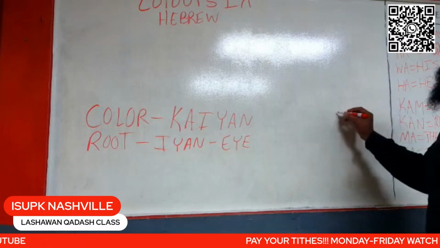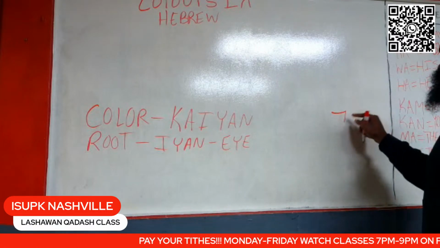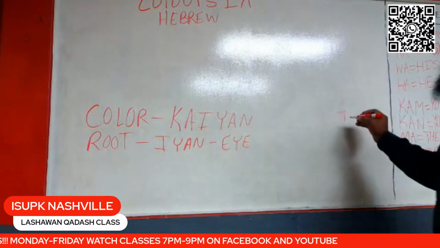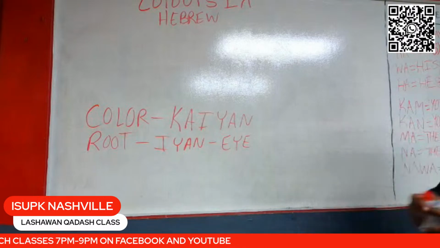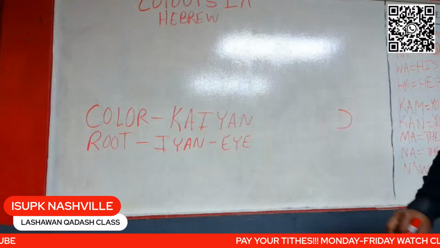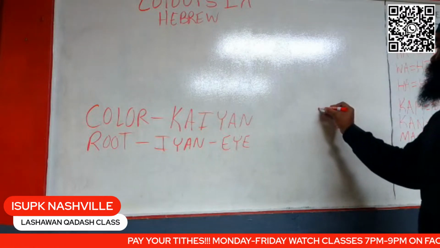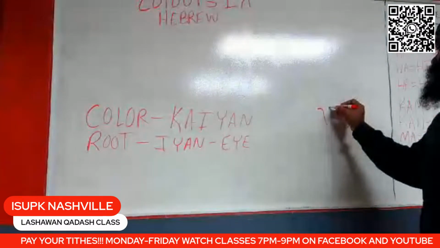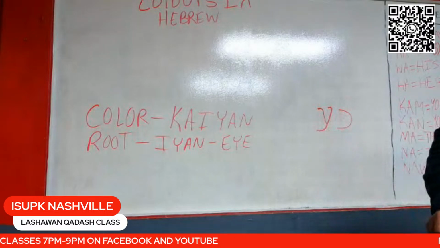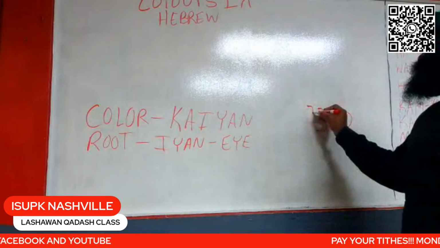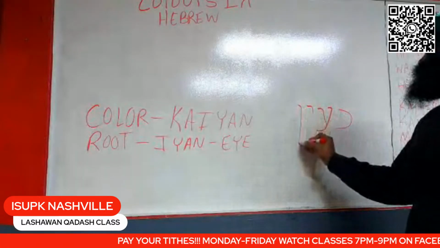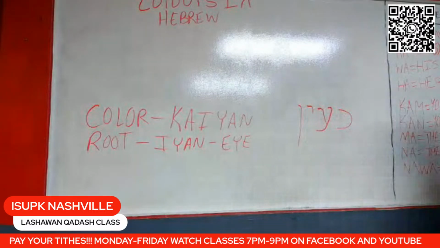So you want to write out ka. Ayin. And then yan. That's how it looks in the Assyrian.